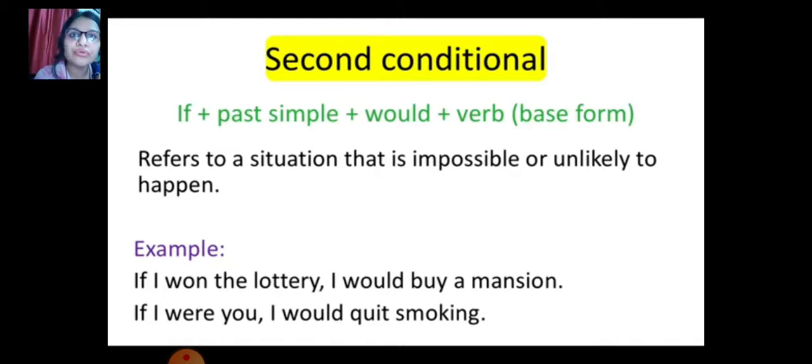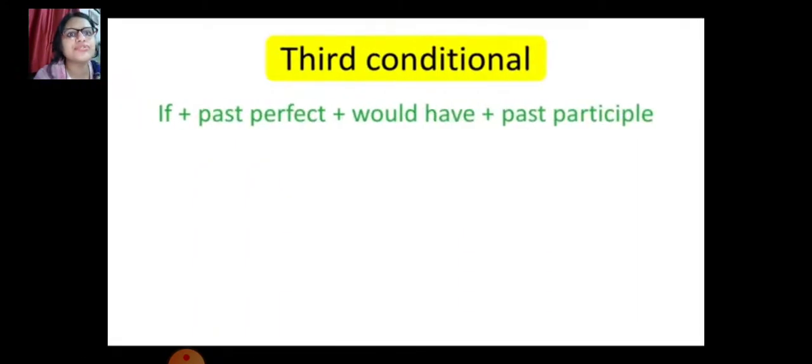If I were you, I would quit smoking. How can you be at my place? How can I be at your place? So that is again an unlikely condition. So hope this is also understood to you. Now let's move forward to your third conditional.